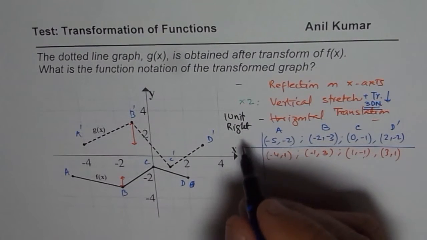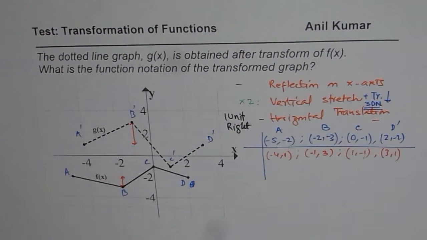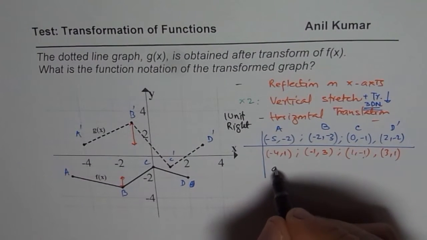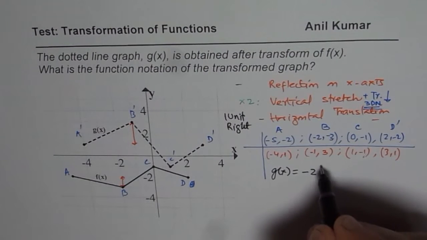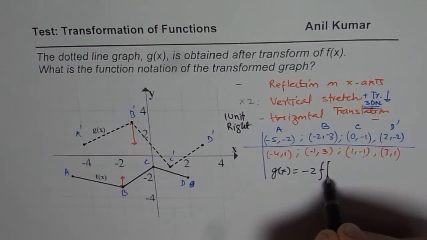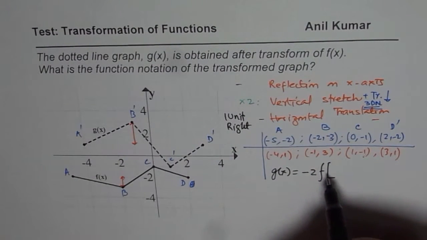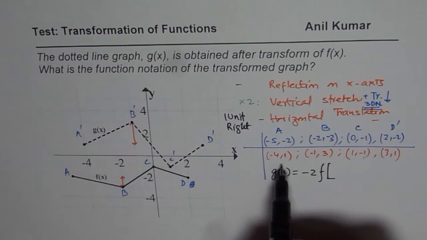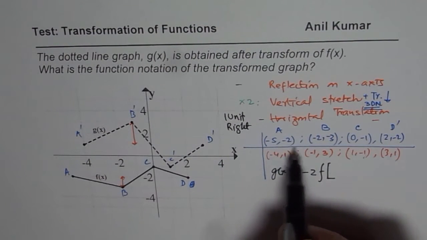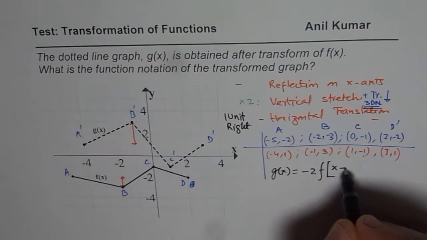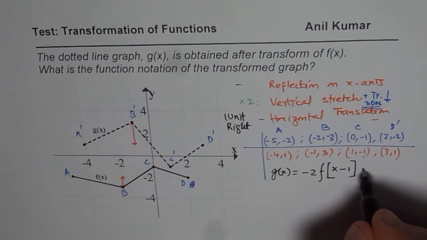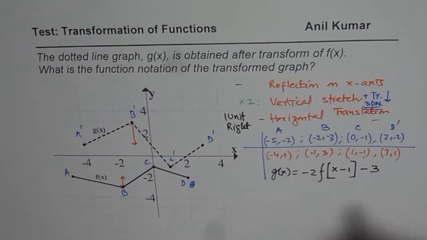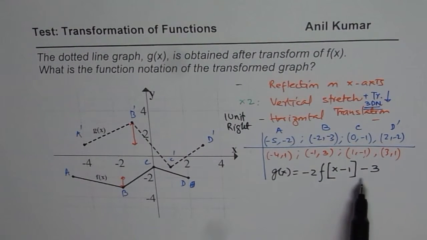So now combining all these terms, you can write down the transformed function g of x as equal to -2 times the function f of x, right? And in this particular function, the x values have been translated 1 unit to the right. So that means x minus 1. Do you get the idea? And vertically, we have brought it 3 units down, so -3. So that becomes the translation, right? So using your points, you can check your answer.